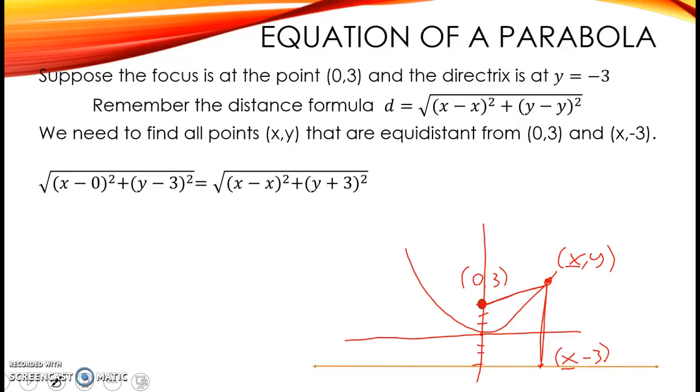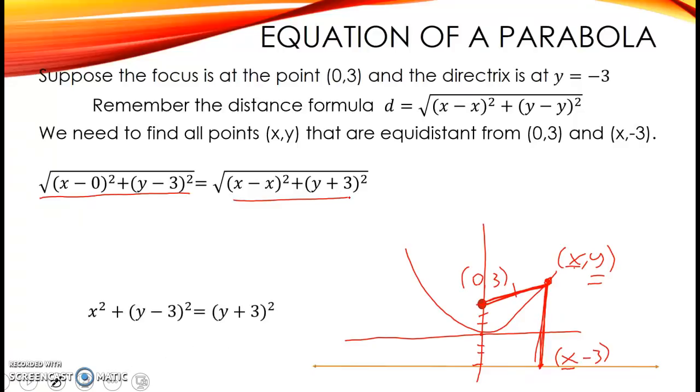So we can first find the distance to the point (0, 3), which is this distance here. And so I'm going to take the square root of x minus 0 squared plus y minus 3 squared. And this value right here gives me this distance. But I want that to be equal to the other distance, which is the distance from the point on the parabola to the directrix. And so I'm going to take the square root of x minus x squared plus y minus -3, which would be y plus 3, squared. And that gives me this equation.